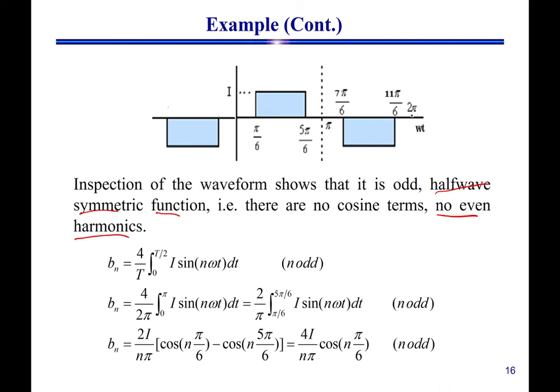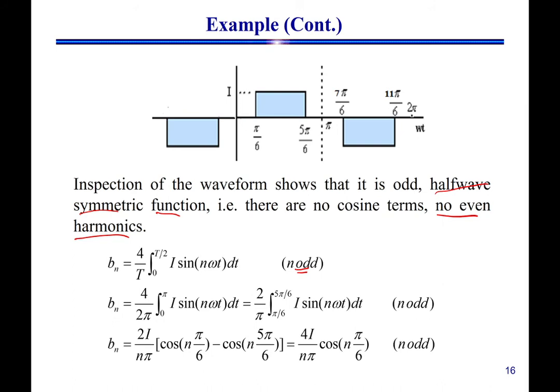Okay, so An will be 0. We are left only with the Bn, and for Bn we only have the odd component. So we take the equation of the current, which will be only a constant I multiplied by sine, and we take the integration for the half period, from 0 to T over 2, and then of course multiply it by 2 over T. So that will be the equation.